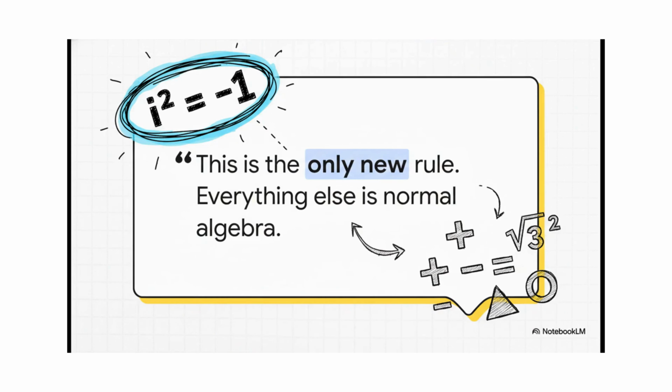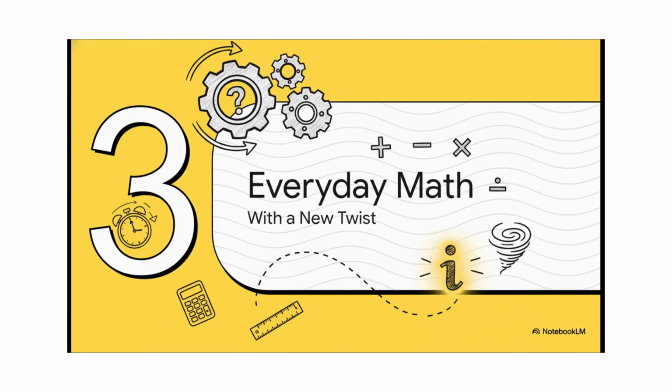And honestly, this is the best part. Seriously, if you remember one thing from all of this, make it this. i squared equals -1. That is the only new rule. Everything else, it's just the same old algebra you already know how to do, just one tiny addition to the rules of the game. All right, so let's see how this one new rule lets us do all the normal math we're used to, just with a cool new twist.